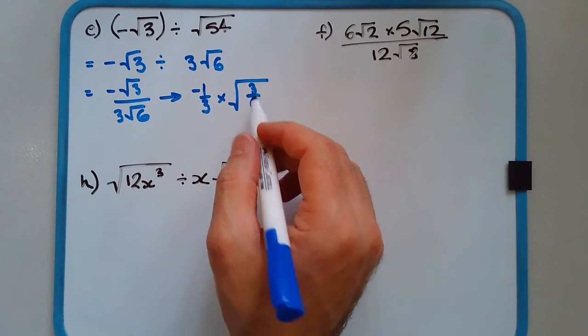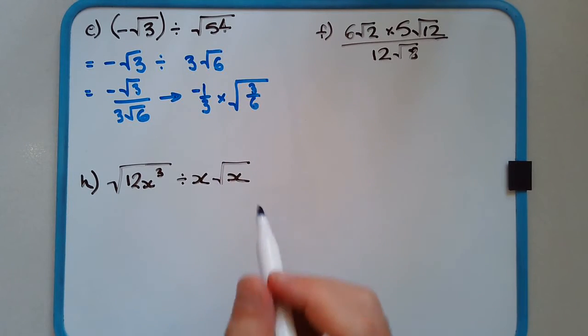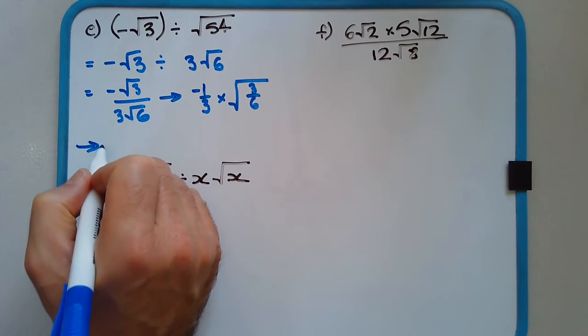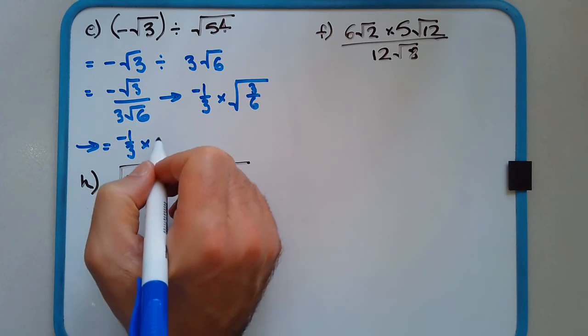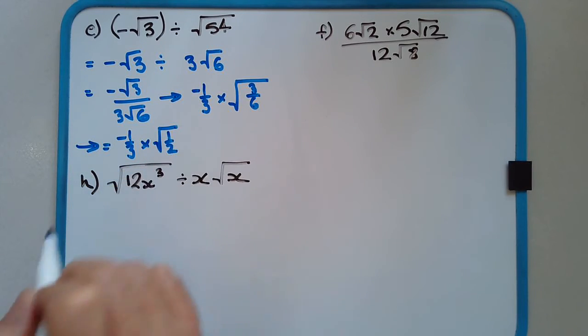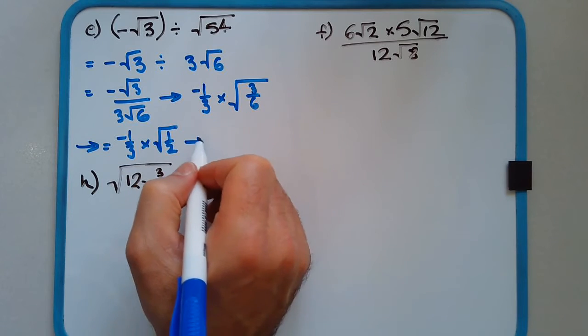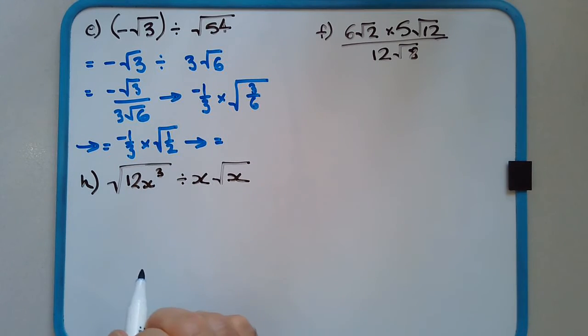Okay, so 3 on 6 is just 1 on 2, isn't it? All right, so moving on to the next line, that's just negative 1 on 3 multiplied by square root of half. Moving on, okay, sorry, I'm having to save a little bit of space here.